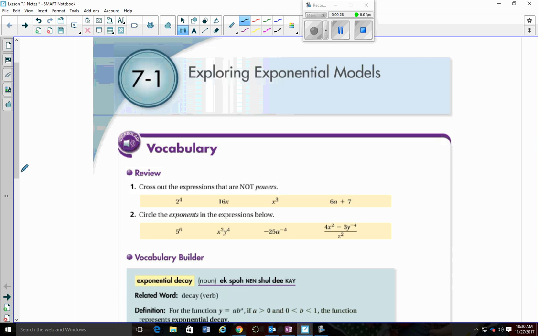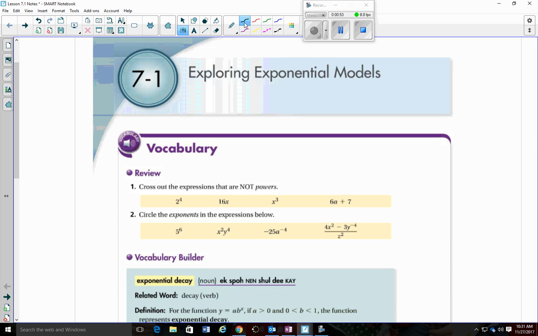exponent in it. Where most of the functions that we're dealing with, at least in Algebra 1, were linear relationships and a constant rate of change. Well, these ones aren't going to be a constant rate of change. It's going to increase exponentially. So, first thing I'm going to review with you is powers. When I say powers mathematically, that's the same thing as an exponent.